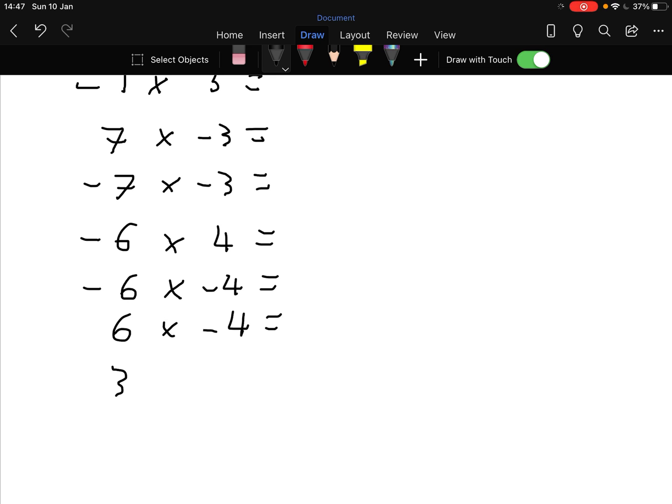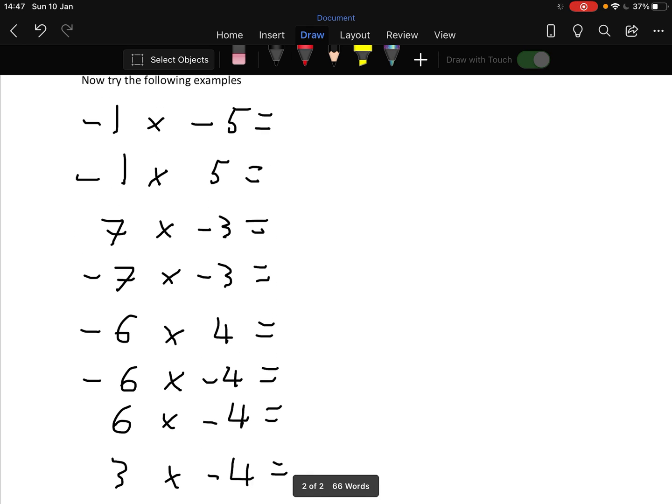The next one then is 3 multiplied by minus 4, and 3 multiplied by 4. I'll throw in the last one there. Okay? So there you have it. There are your 9. I gave you 9.